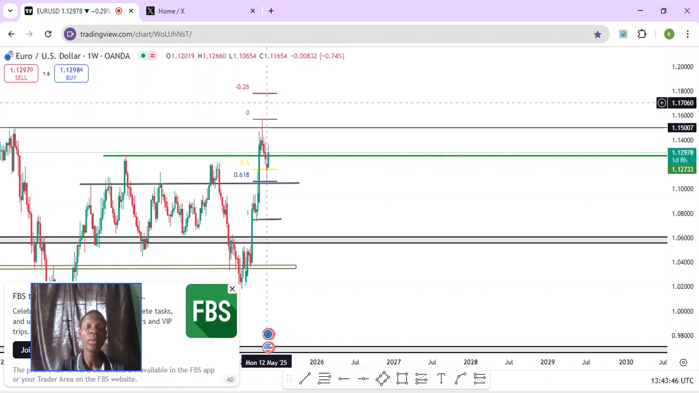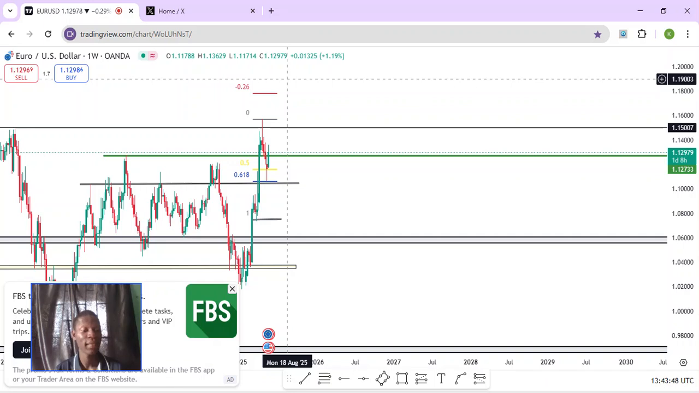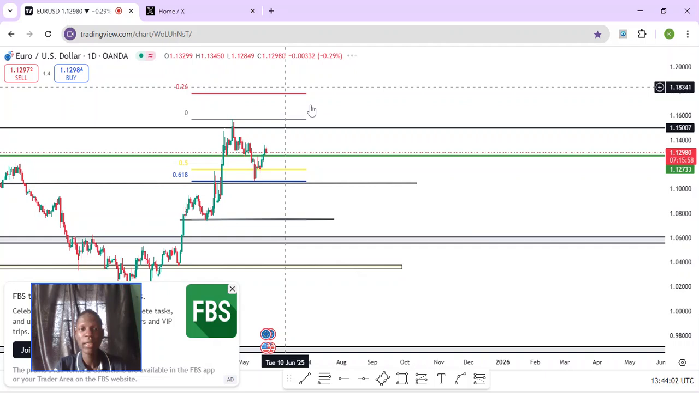The EURUSD broke through it, but it is not exactly a big break. It is just a minor break. It doesn't even break fully, but the market is just stalling around there. But if I go over to the daily time frame, let's see what's happening.